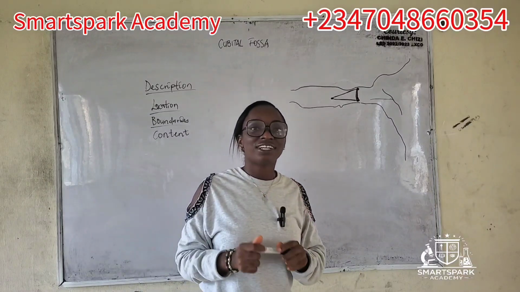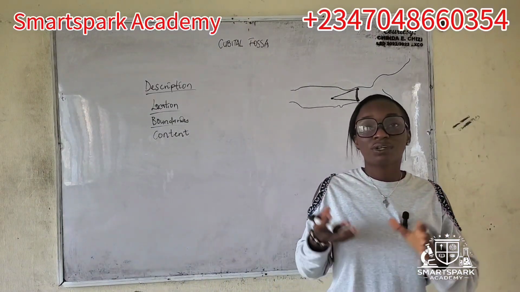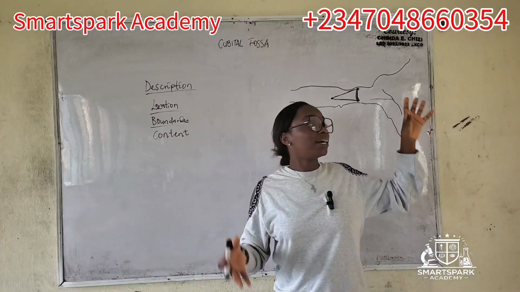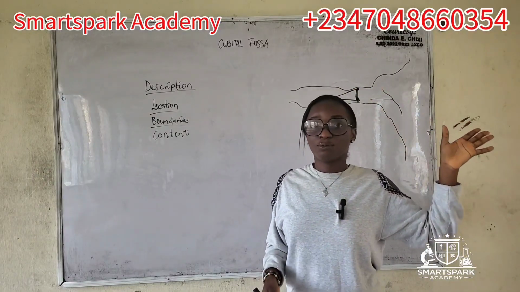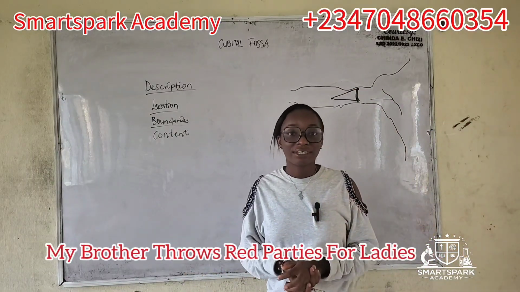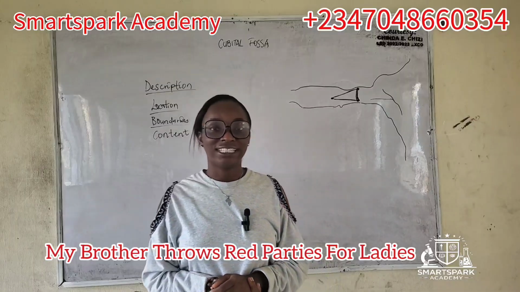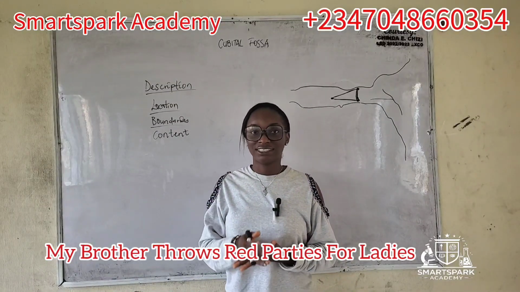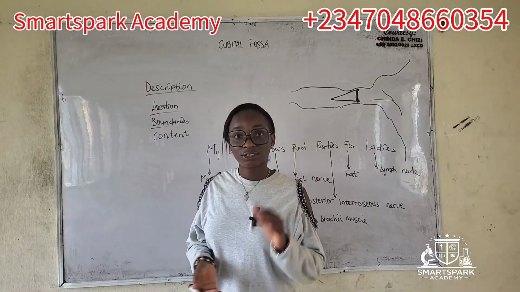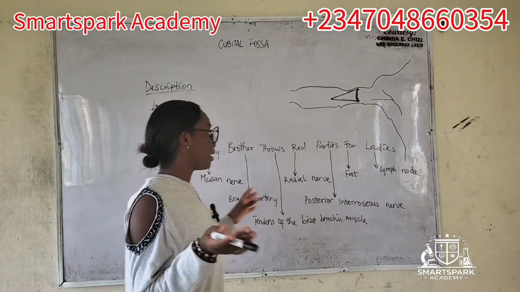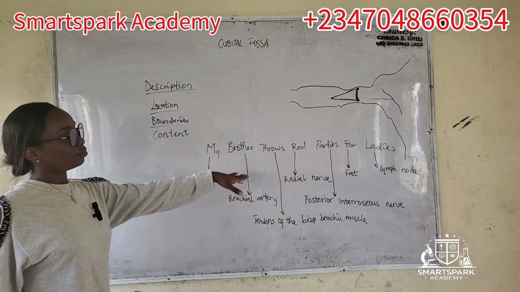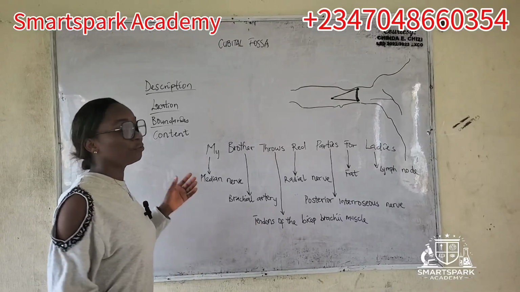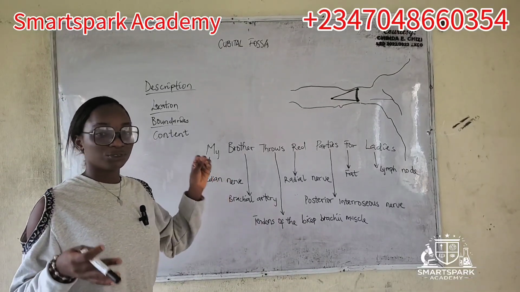Now, there's a very interesting mnemonic I want us to learn so we can easily remember the contents of the cubital fossa. It is very simple. My brother throws red parties for ladies. Please say it with me. My brother throws red parties for ladies. Now, on the contents of the cubital fossa, I remember I mentioned the mnemonic. My brother throws red parties for ladies. Now, with this, we easily remember what the cubital fossa holds.